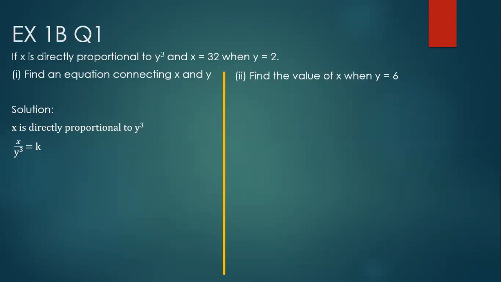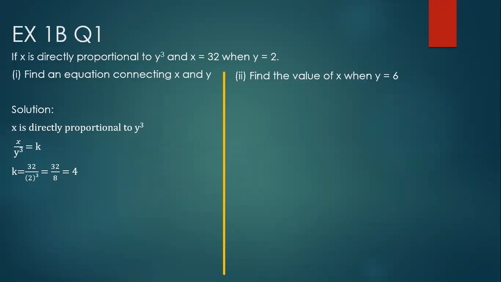Now, we are given the value of x here, which is 32, and y is 2. So replace x with 32 and y with 2, and cube of 2 is 8. So 32 upon 8 is 4. So the value of k is 4.